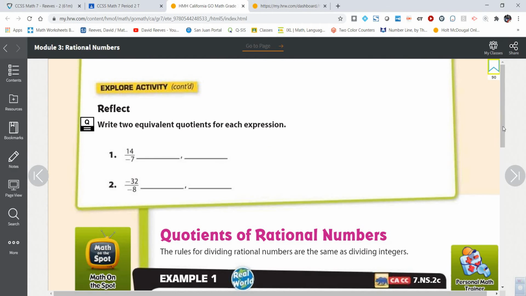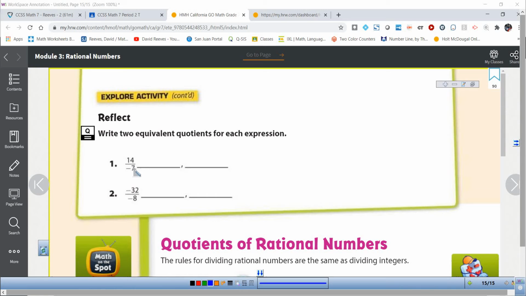Let's take a look at some problems. It says write two equivalent quotients. So this is 14 divided by -7. What would 14 divided by -7 be? A positive divided by a negative would be a negative, and 14 divided by 7 would be 2. So I could write it as 14 divided by -7, as -14 divided by +7, or as the negative of 14 divided by 7. All of those equal -2.